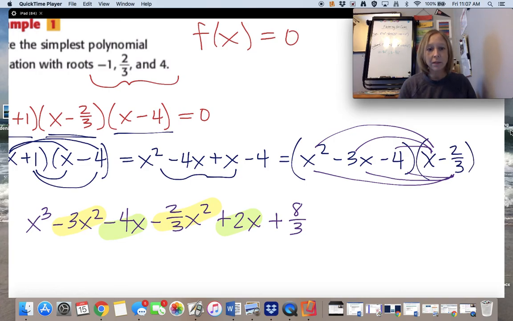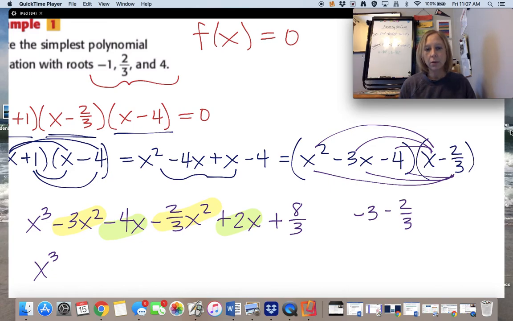So really when I'm dealing with fractions, the only painful part is going to be right here, combining my x squared terms. And it's not even that bad. All right, x cubed, negative 3x squared minus 2/3 x squared. I'm going to come off to the side here: negative 3 minus 2/3. So that would be negative 3 and 2/3.